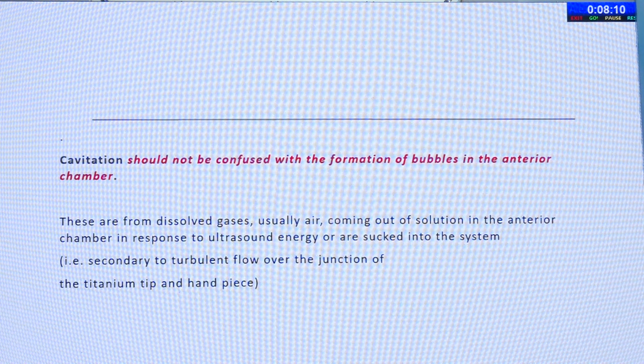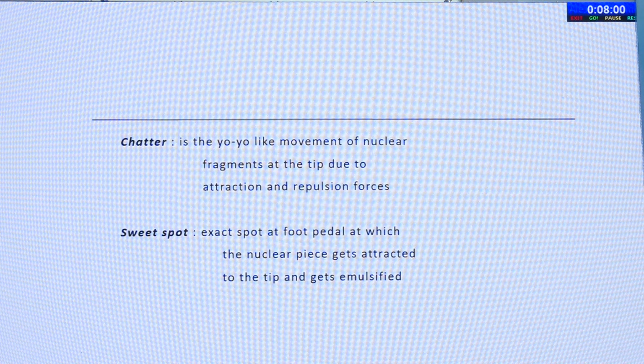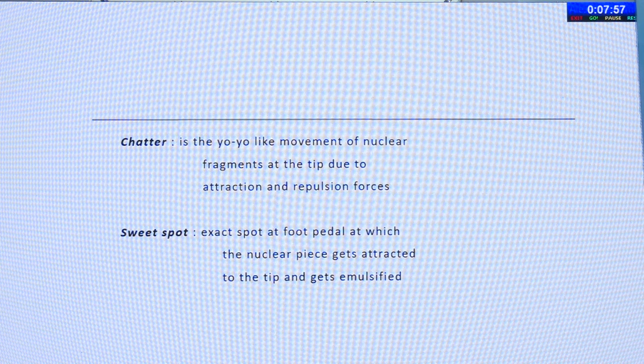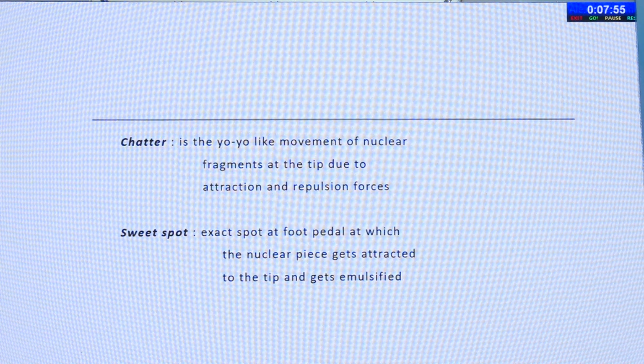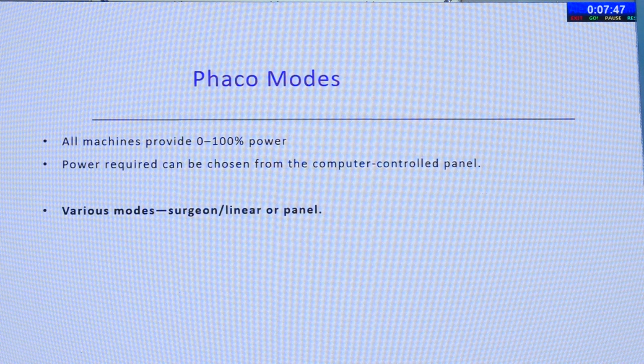Now cavitation, when I say it, should not be confused with the air bubbles that we all experience. Sometimes they come in the anterior chamber. They are just the air which comes out of the solution in the anterior chamber or gets sucked into the system from outside. There are other terminologies like chatter. They are just the movements of the nuclear fragments. And sweet spot is one of the terminologies which is used. It's the exact point at the foot pedal where the nucleus piece can be easily attracted and can be emulsified.